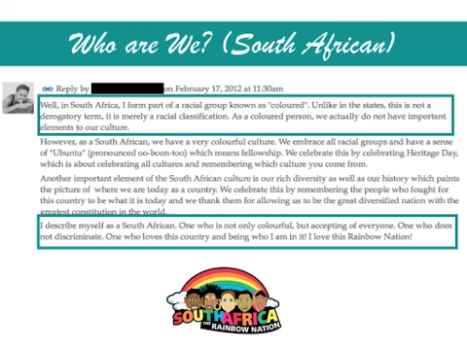This one is interesting. I referred a little bit earlier to how people categorize themselves or are categorized. Well, in South Africa, I form part of a racial group known as coloured. Unlike in the States, this is not a derogatory term. It is merely a racial classification. As a coloured person, we actually do not have important elements to our culture. I describe myself as a South African, one who is not only colourful but accepting of everyone, one who doesn't discriminate, one who loves this country and being who I am in it. I love this Rainbow Nation.